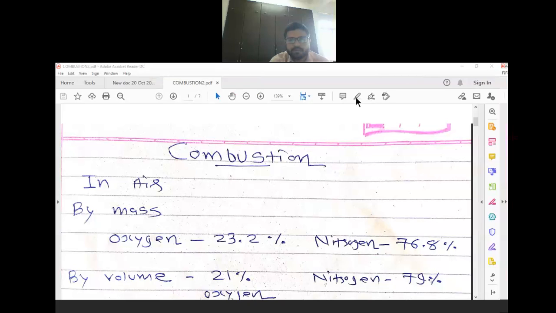Hello students. So in the first lecture we discussed the calorific value and how to find out that calorific value. We discussed the calorimeter, bomb calorimeter, and Junker's calorimeter.